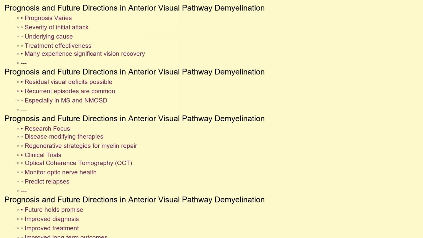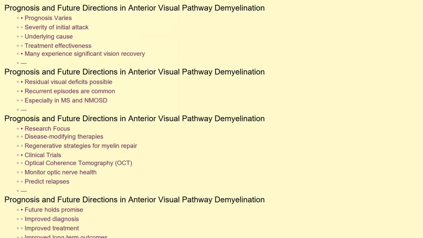The prognosis for anterior visual pathway demyelination varies depending on the severity of the initial attack, the underlying cause, and the effectiveness of treatment. Many individuals recover significant vision after an acute episode, but some may experience residual visual deficits. Recurrent episodes are common, particularly in individuals with MS or NMOSD.